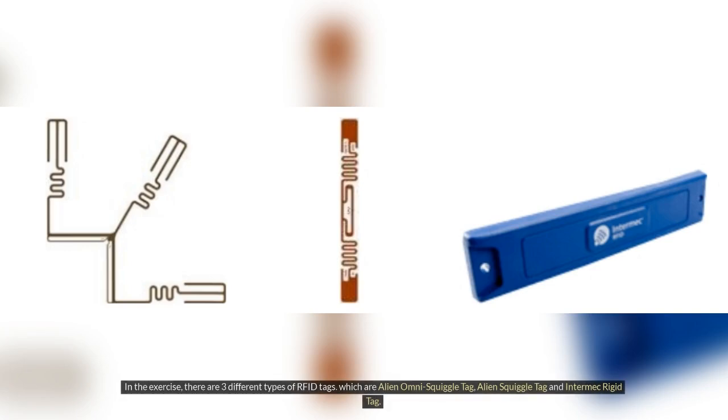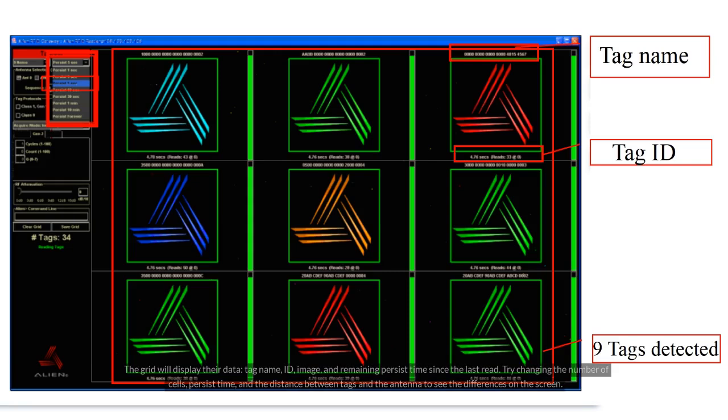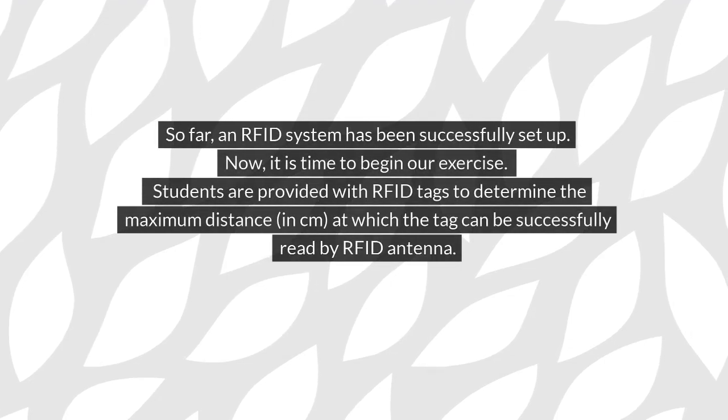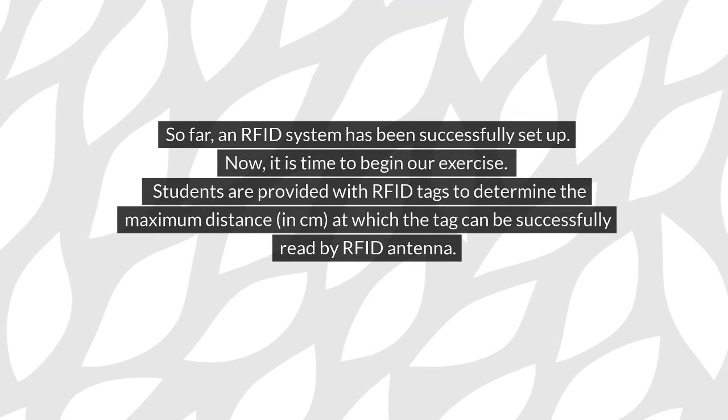In the exercise, there are 3 different types of RFID tags, which are Alien Omni Squiggle Tag, Alien Squiggle Tag, and Intermec Rigid Tag. The grid will display their data, tag name, ID, image, and remaining persist time since the last read. Try changing the number of cells, persist time, and the distance between tags and the antenna to see the differences on the screen. So far, an RFID system has been successfully set up. Now, it is time to begin our exercise.